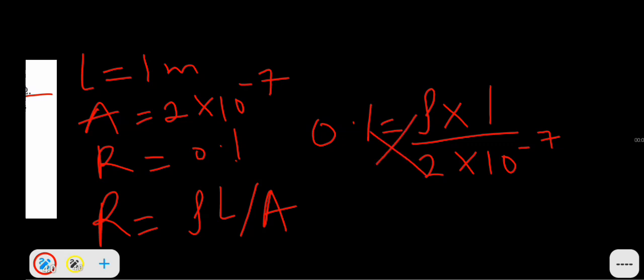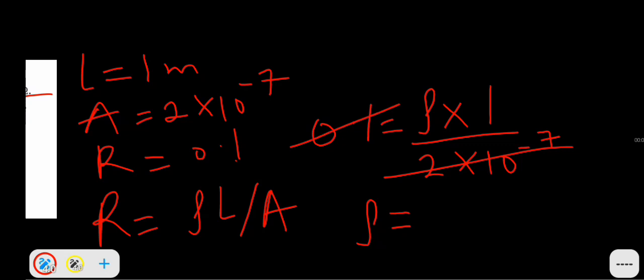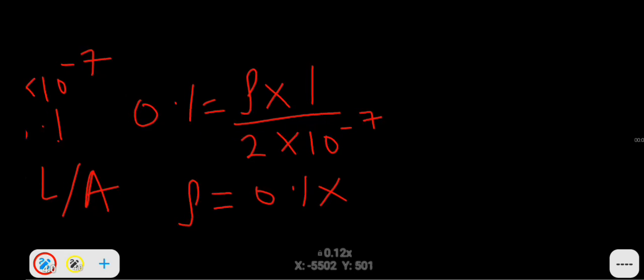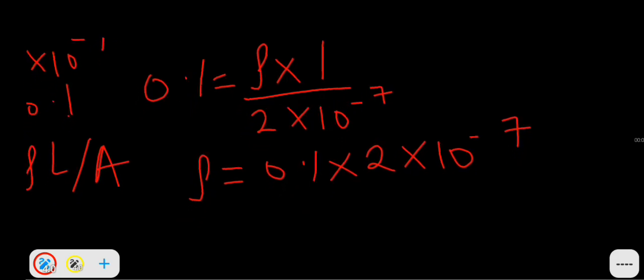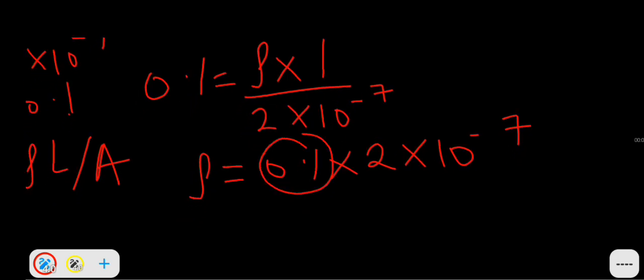Just cross multiply first. So rho times 1 will give you rho. So just write rho equals, then you have everything here times everything here. So you have 0.1 times 2 times 10 to the power minus 7. And from here, you can use your standard form. Just express this in standard form.